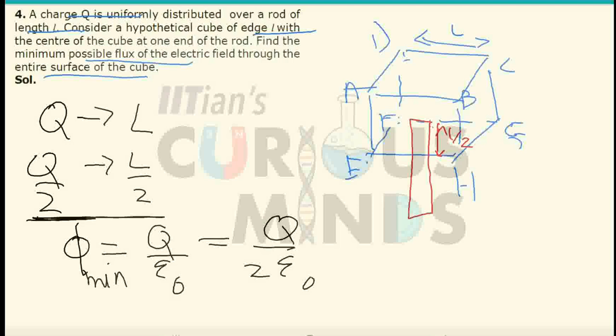If I want to find the maximum, I have to keep the rod diagonal, such that the center of the cube and one end of the rod match, and the other end of the rod passes through its diagonal. Since by Pythagoras theorem the diagonal will be the largest length, the maximum charge, or the maximum flux, will pass through it when the rod is along one of its diagonals.